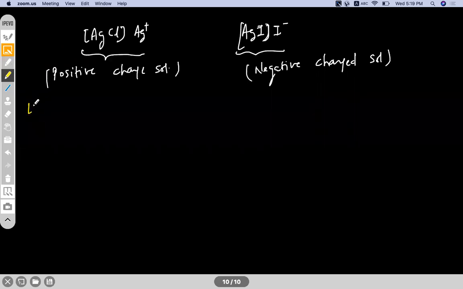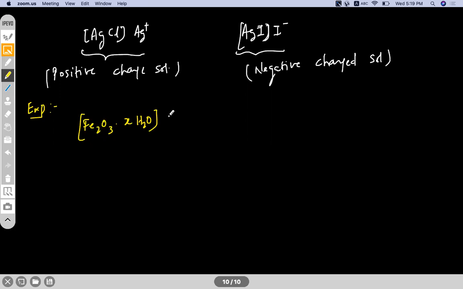One more example you write down. FeCl3 is added to excess of hot water. A positive charge sol of hydrated ferric oxide forms, Fe2O3.xH2O. So Fe3 plus gets adsorbed on the surface, and we will get a positive charge sol.